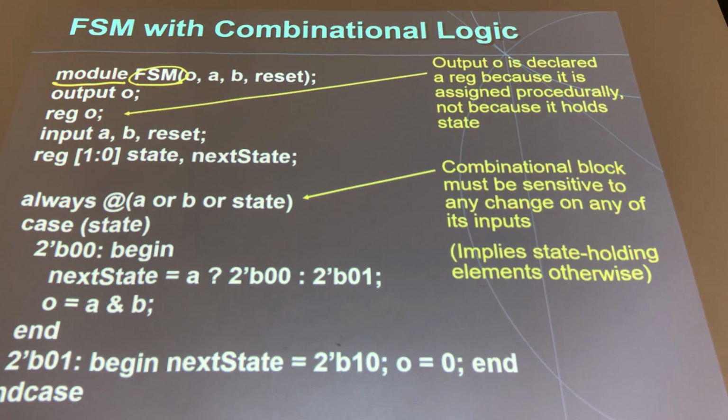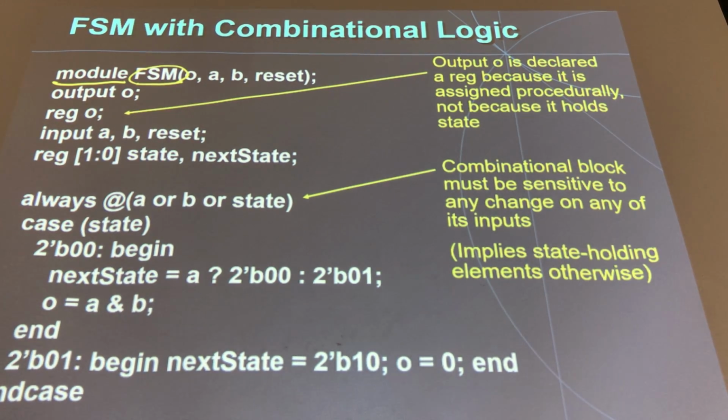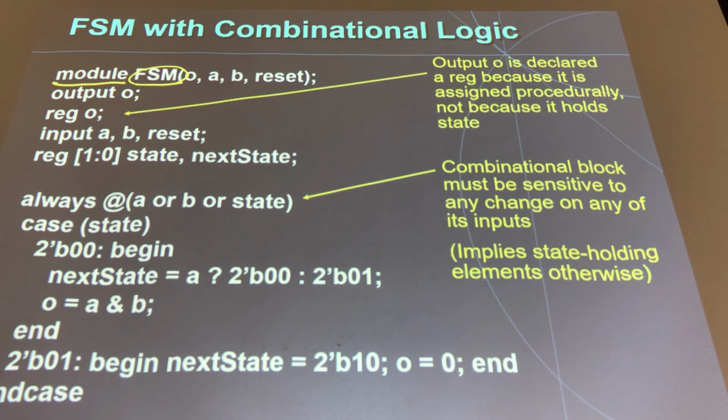Just an example. This is an always block, sensitive to A or B or state. A and B are inputs, and state is the current state. Three wire input signals: when any of them changes, you have to do the following evaluation. The sensitivity list must be sensitive to any change of any of the inputs, otherwise it implies a state holding element.